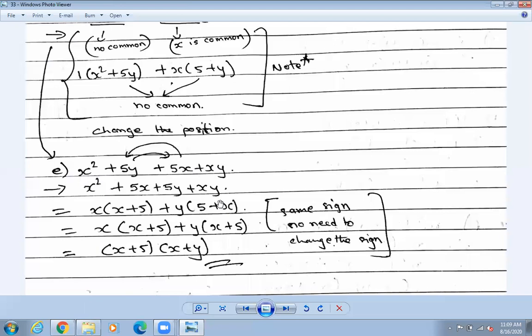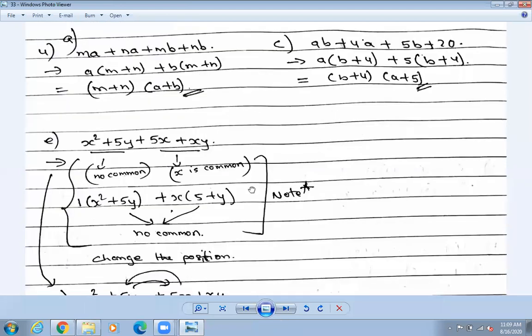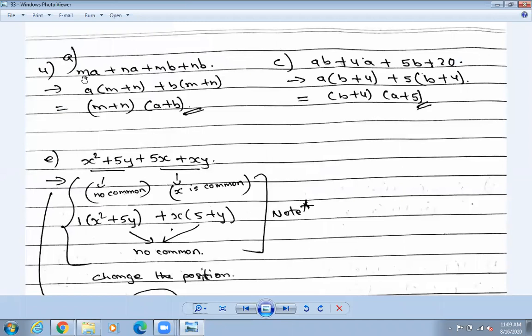Let me zoom this number. So ma plus na plus mb plus nb. Is there anything common? We just have to focus on these 2 terms, these two here and these two here. Is there anything common in these 2 terms, ma plus na? A is common. Let us write a as common. So what is left then? M is left. What is left? N is left.